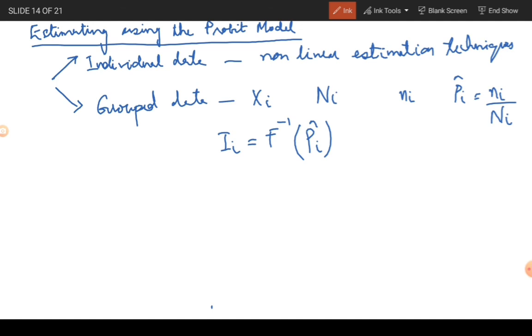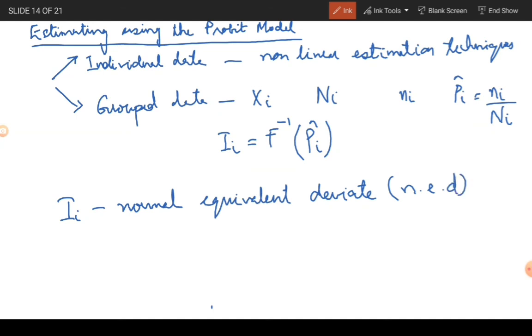So once you have the estimated Ii, estimating beta 1 and beta 2 will be done in the regular manner by running the regression beta 1 plus beta 2 Xi. Now, one thing that you do need to remember is that the unobservable utility index Ii has a technical name, which is the normal equivalent deviate, or NED, or simply the normit. And if you remember, the standard normal distribution has a mean equal to 0.